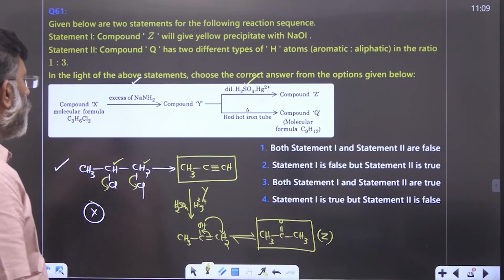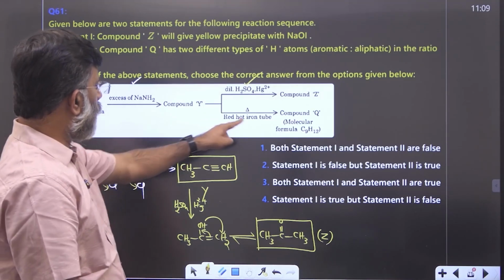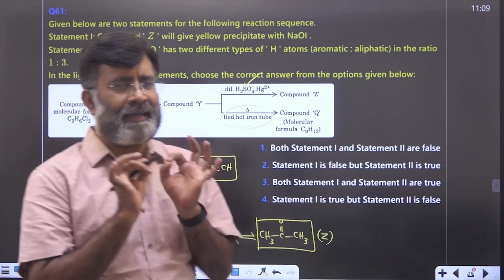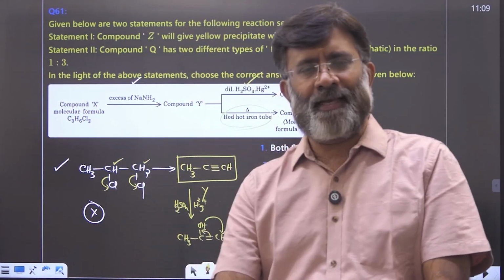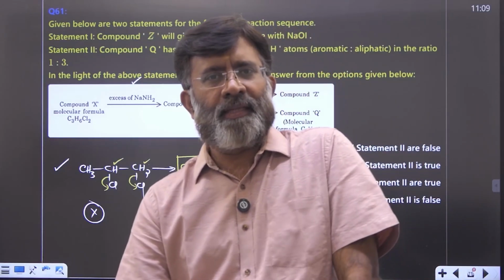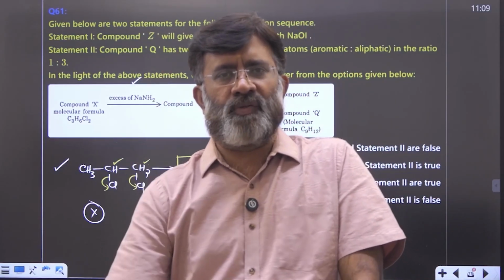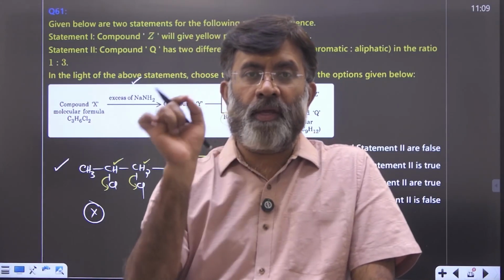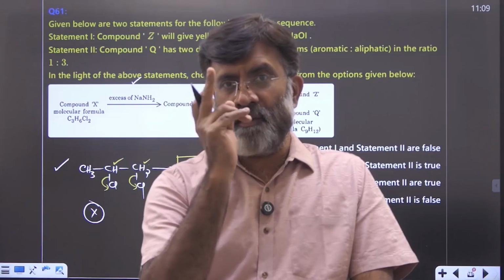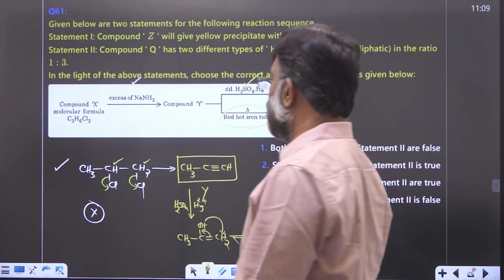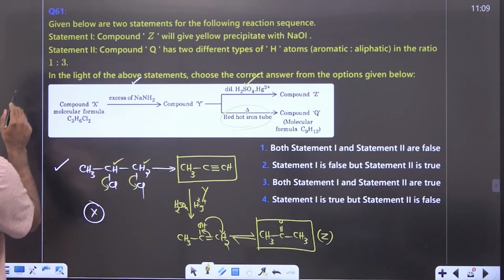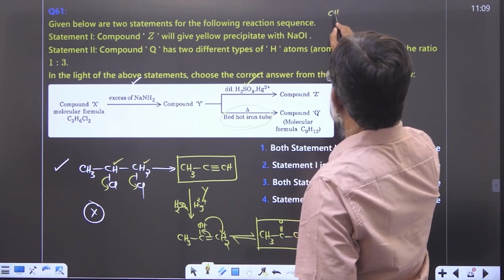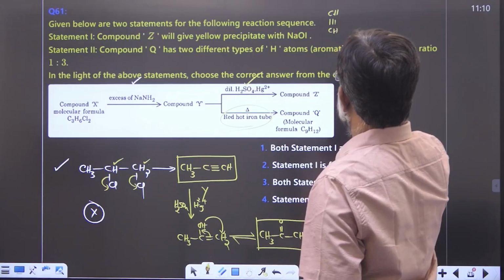Okay. Now, the same molecule Y is treated with a red hot iron tube. Hope you remember the reaction, this one. Cyclic trimerization. Ethyne undergoing cyclic trimerization, we get benzene. While propyne undergoing cyclic trimerization, you get mesitylene. It is studied in the class.